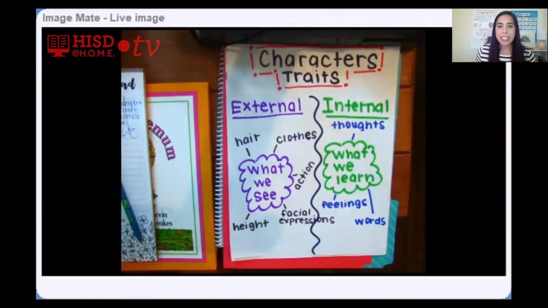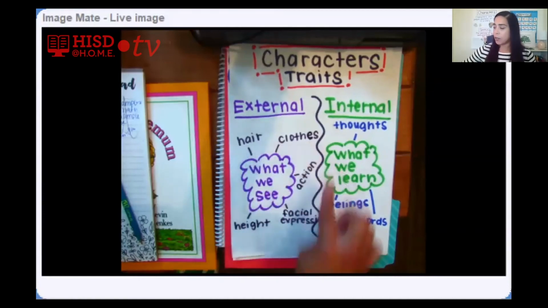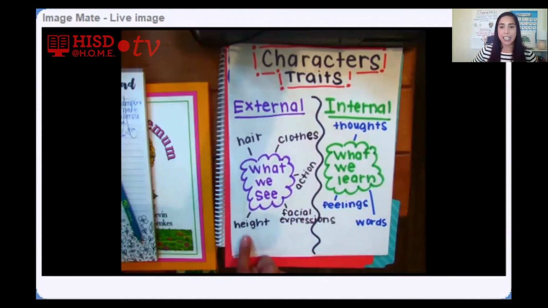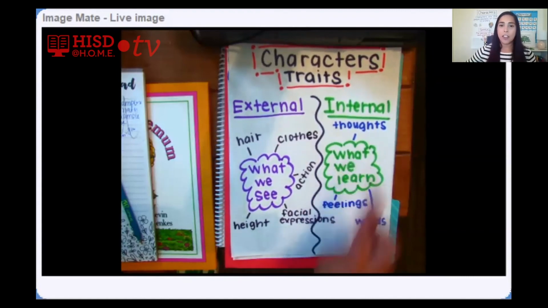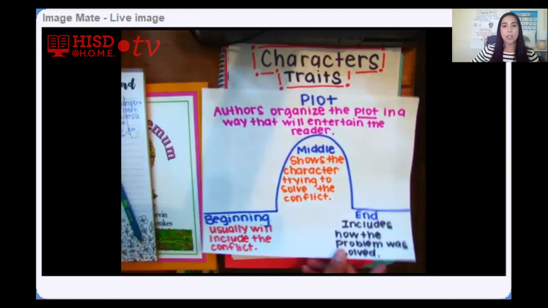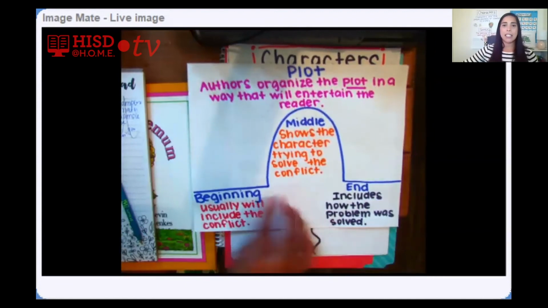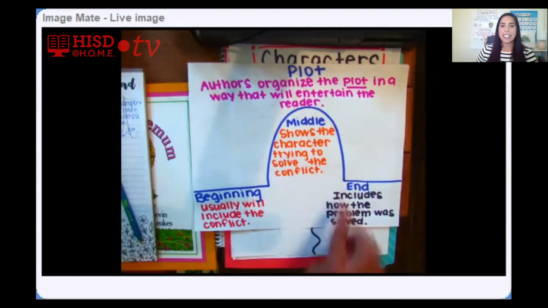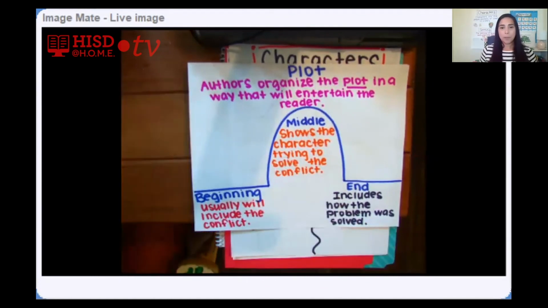The character traits, external, are what we see: hair, clothes, actions, facial expressions, and height. The internal traits are their thoughts, feelings, and words. We use the character traits to figure out our inferences today, boys and girls. Those were the clues that we used to help us. We used the inferences and the character traits to help us with the plot: what happens in the beginning, middle, and end of the story.